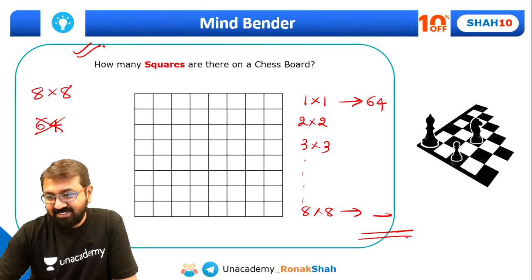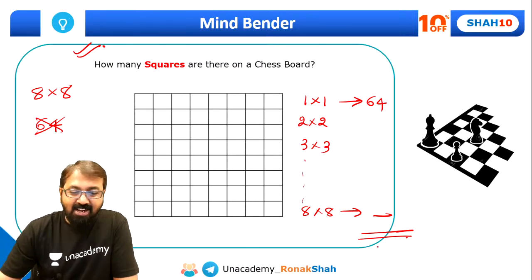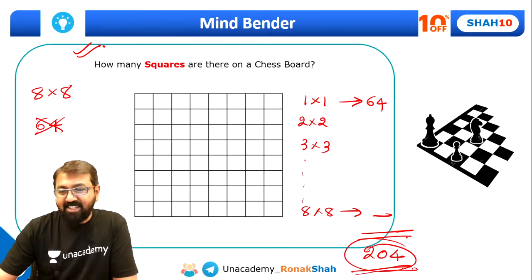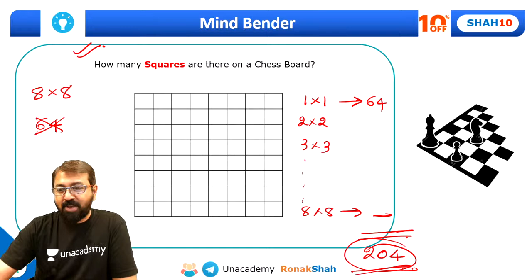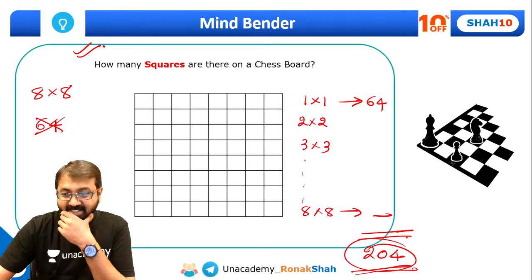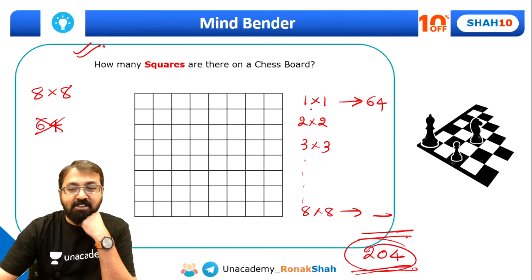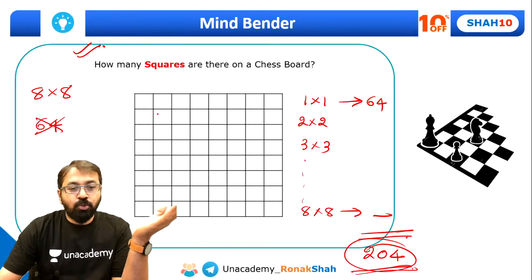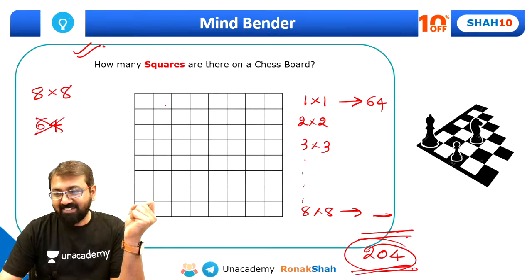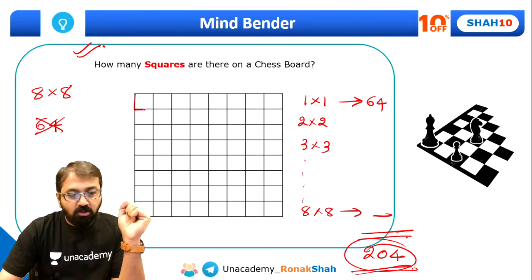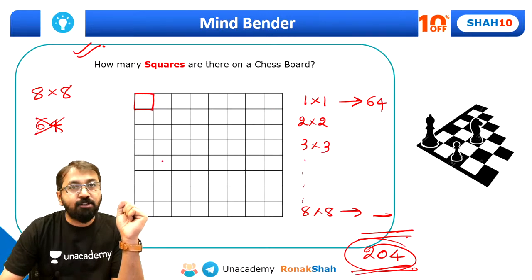Okay. So guys, yes, there are total 204 squares. So let's understand how we get this answer 204. As I mentioned, you have 1 by 1 squares on the chessboard, then you have 2 by 2 squares. The 1 by 1 kind of squares you have 64.